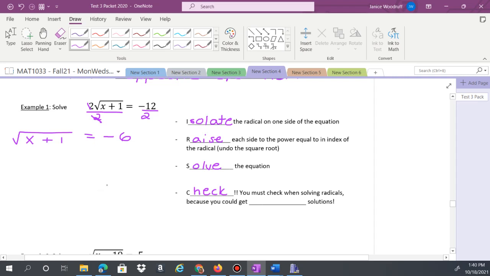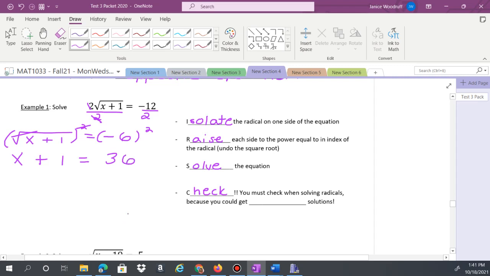Then R: raise each side to the power equal to the index of the radical. So we undo the square root. Right now the x plus 1 is kind of like in jail underneath that square root. So we're going to do the opposite of the index, which in this case is just square. Both sides, we free the x plus 1, because the square root and the square undo each other. This just becomes x plus 1 with no parentheses around it, nothing above it. And then negative 6 squared is negative 6 times negative 6, 36.